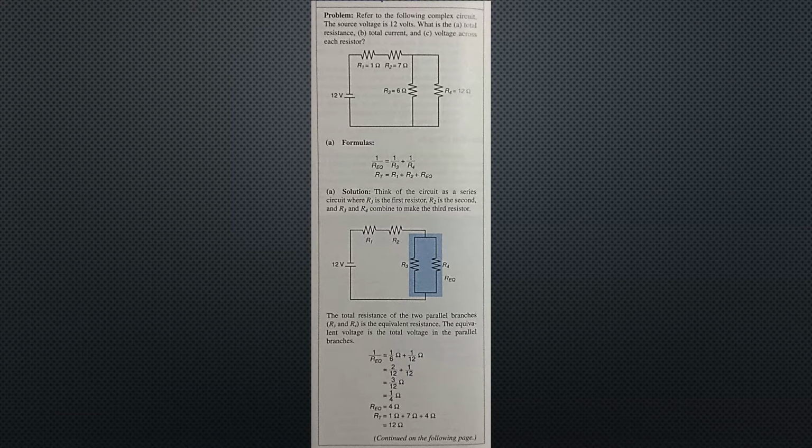seen by the formula 1 divided by Req, which equals 1 divided by 6 ohms plus 1 divided by 12 ohms. Working through the formula, as you can see on the bottom of the screen, you get 12 ohms.